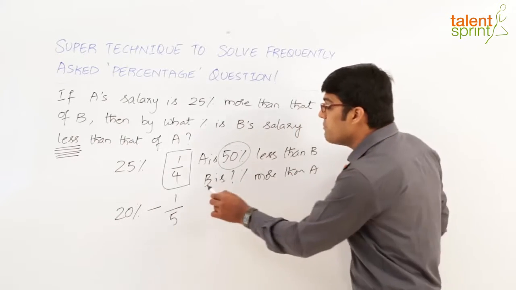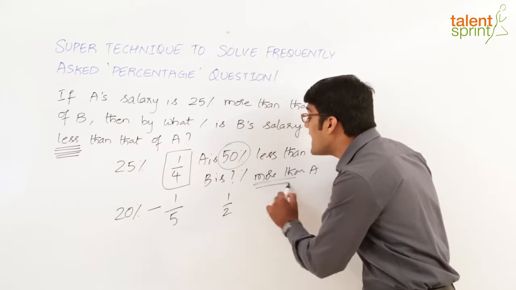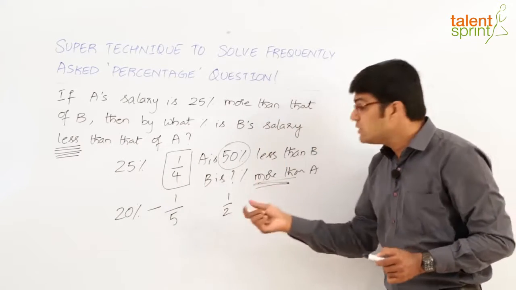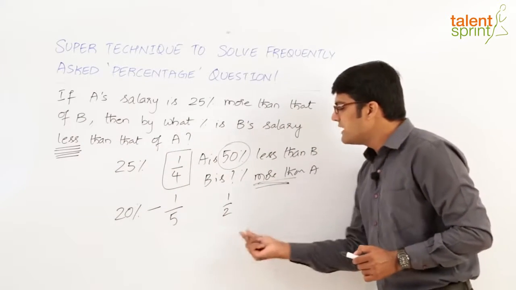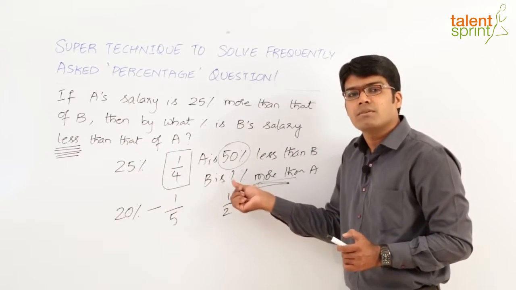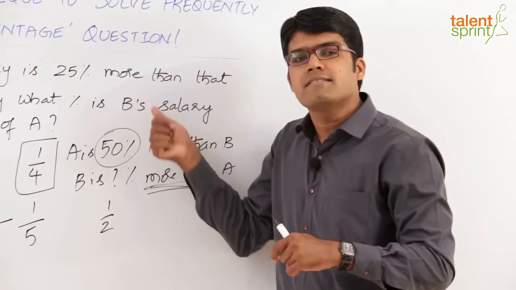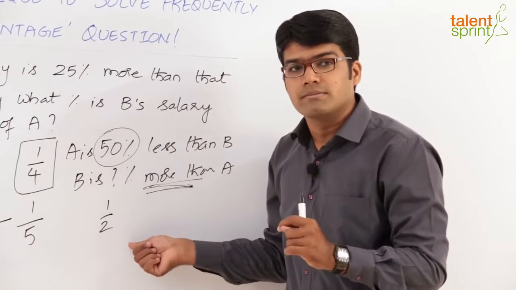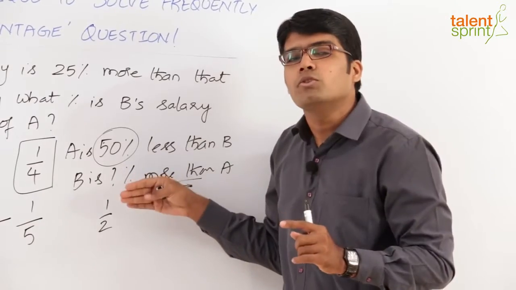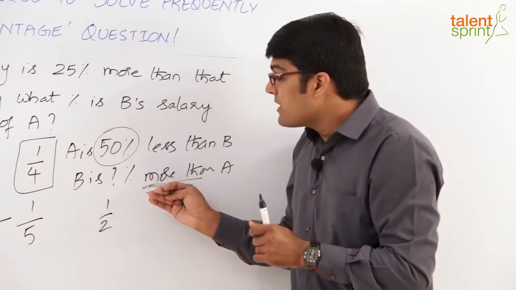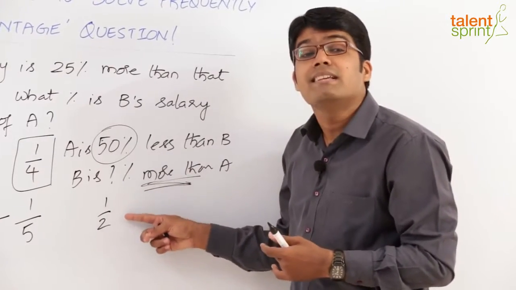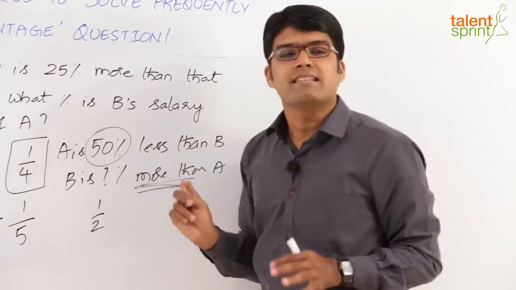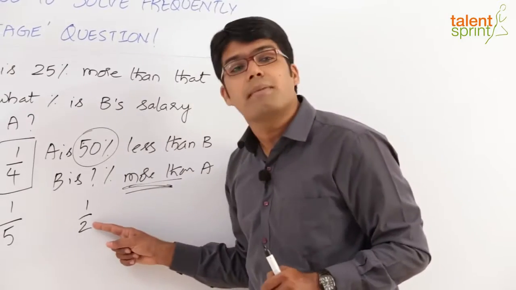Now what do we need? B is what percentage more than A? How much more than A? It was less, we reduced. More, increase. How do you increase a fraction? Again, two ways. Either increase the numerator or decrease the denominator. But as you all know, we'll not work on the numerator, we'll only work on the denominator. Now, we want to get a higher value, more than A. So, we'll increase this fraction by decreasing the denominator.